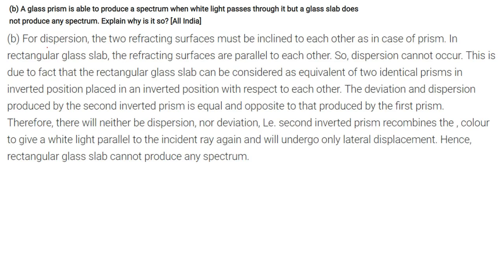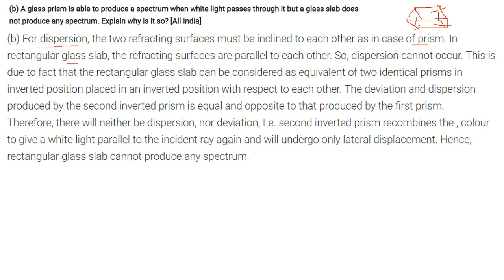Now the answer here: in order for dispersion to take place, the two refracting surfaces must be inclined to each other, as we see in the case of the prism. In a rectangular glass slab, the refracting surfaces are parallel to each other. See, this surface and this surface are parallel to each other. So dispersion doesn't occur here.